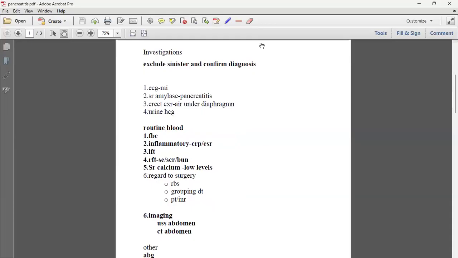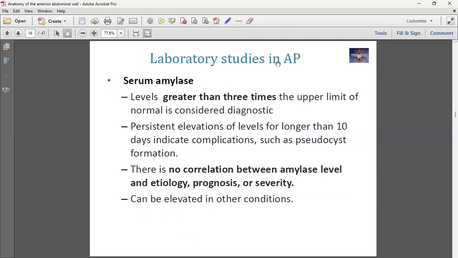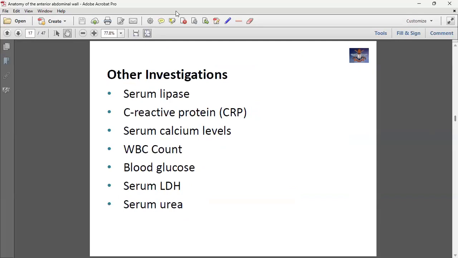Okay, so back to pancreatitis. Investigations specific for acute pancreatitis: serum amylase will be 3 times the upper level. However, it's important to know that there is no correlation between the amylase level and the prognosis or severity. Okay, so these are the other investigations.